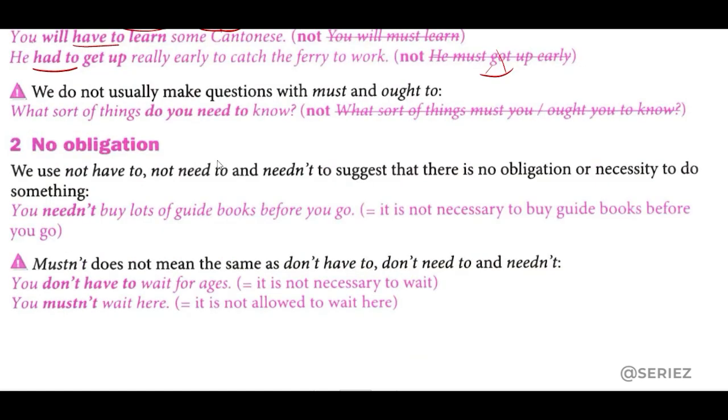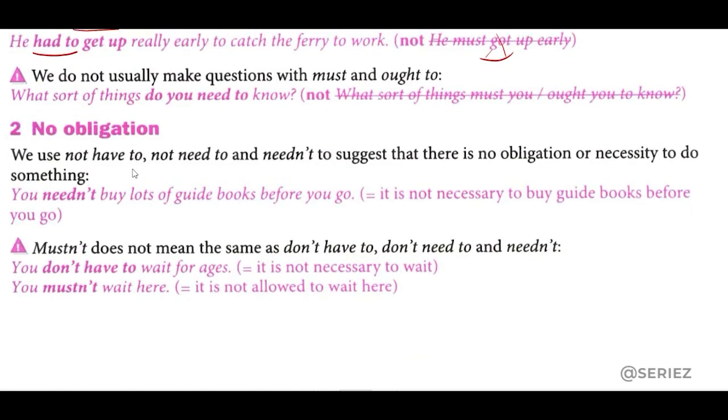نکته بعدی no obligation هست. Not have to, not need to, needn't. برای اینکه بگیم هیچ اجباری نیست. You needn't buy lots of guidebooks before you go. یعنی که it is not necessary to buy guidebooks. You needn't یعنی it is not necessary. میتونست بگه you do not need to, you do not have to.